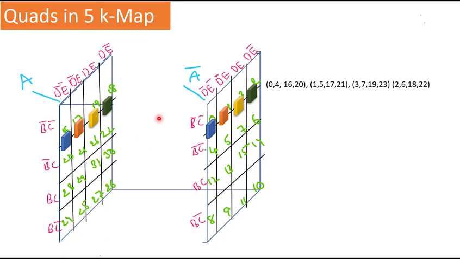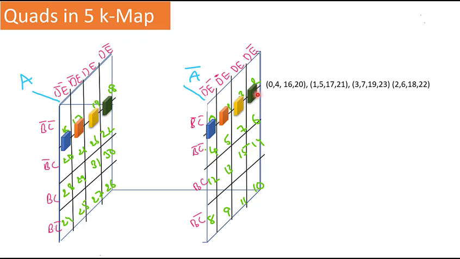If you look here, your 16, 20 and 0, 4 can also form a quad. Your 17, 21 and 1, 5 also form the quad. Similarly, your 19, 23, 3, 7 also form the quad. Your 18, 22 and 2, 6 also form the quad.